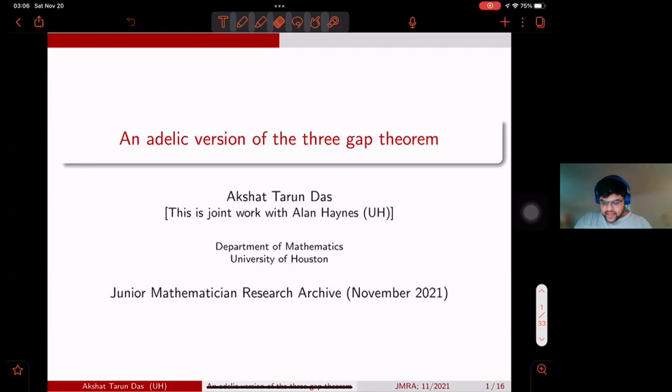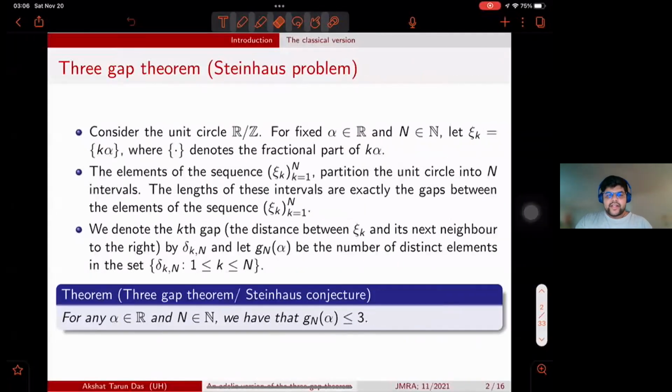All right, so first of all, let us consider a real number alpha and natural number N. Then we define psi k to be the fractional part of k alpha for all k ranging from 1 to capital N. Now we plot all the elements of the sequence psi k on the unit circle R mod Z. What this will do is that it will divide the unit circle into N component arcs, and the length of each arc is the gap between two elements of the sequence.